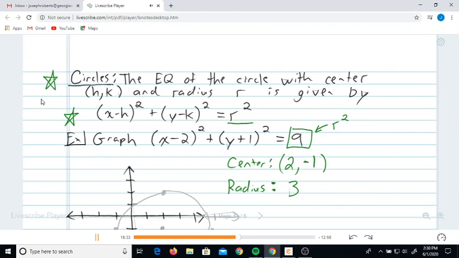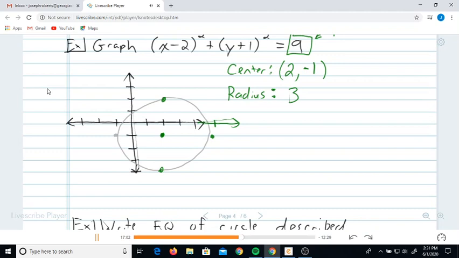So we can go ahead and mark our center. It's at 2, negative 1. So there's our center. And then the radius is 3. So every point on the circle is going to be 3 units from the center. So what I like to do is just go in the cardinal direction. So from the center, I'll go up 3 units to get 1 point. 1, 2, 3. I'll go to the right 3 units. 1, 2, 3. I will go down 3 units, 1, 2, 3, and I'll go to the left 3 units from the center, 1, 2, 3. So, and then there's my circle.